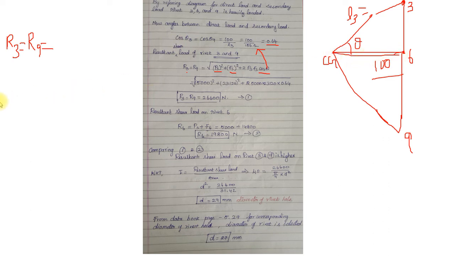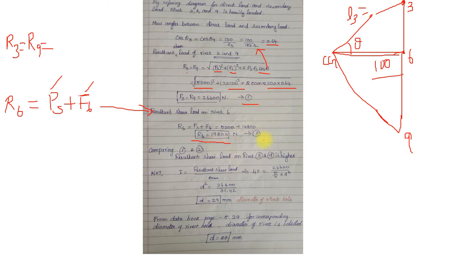There is another method to find out the resultant which we followed in our previous problem, which is nothing but the resultant shear load at rivet 6 is nothing but Ps plus F6. That's all. By using this formula, I have substituted all the known values and found out the resultant value R3 is equal to R9. I consider this as 1. As I told earlier, the resultant shear load on rivet 6 can be found out by this particular formula. I know the direct shear load and the secondary shear load at rivet number 6, hence I can find out the resultant shear load on rivet number 6.